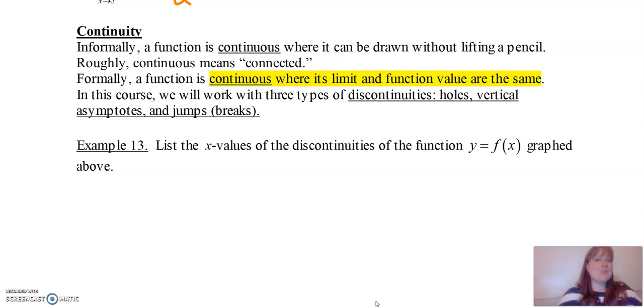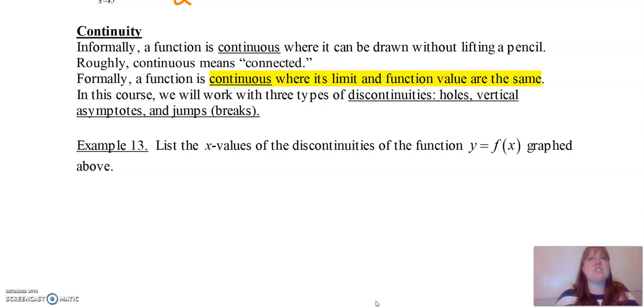So dig out those foldables we had from last year about holes and asymptotes and remember what continuity means. A function is continuous if I could just draw it without lifting my pencil. That's how we've always defined it. But guess what? In calculus, we have a new definition of continuity.